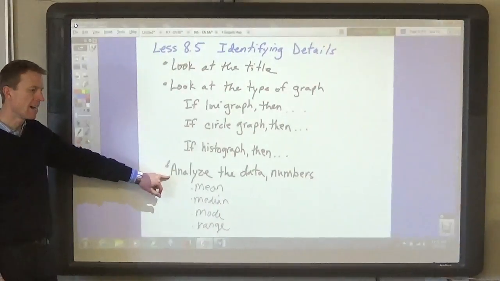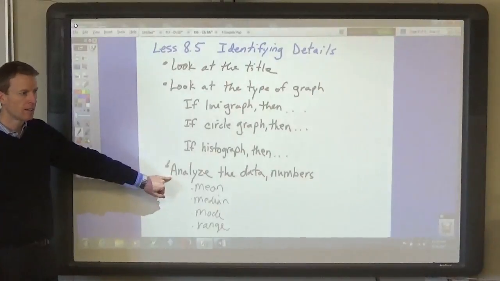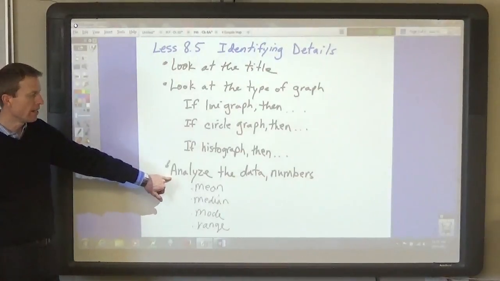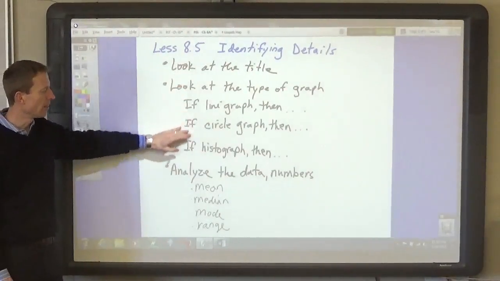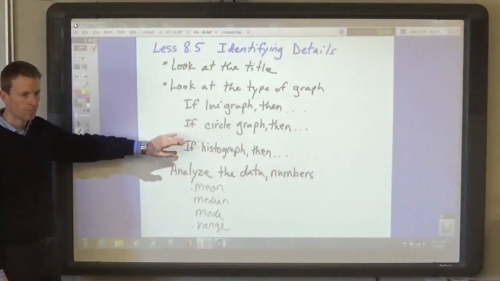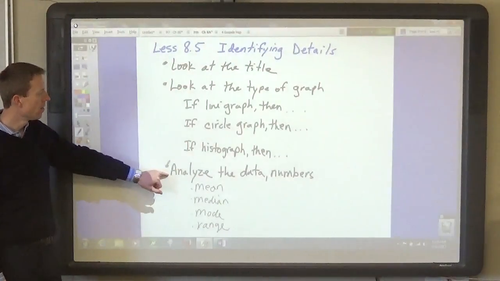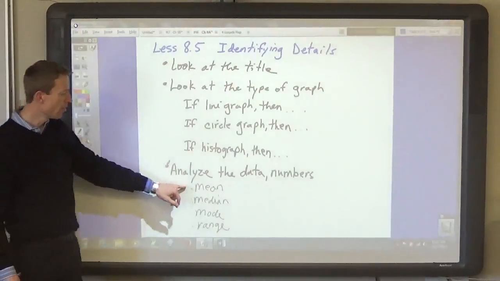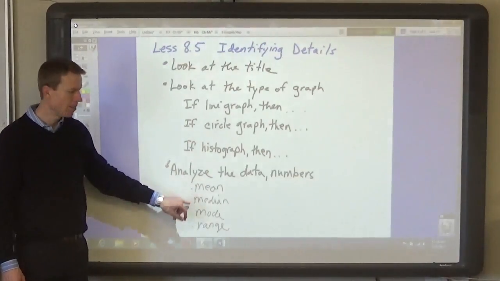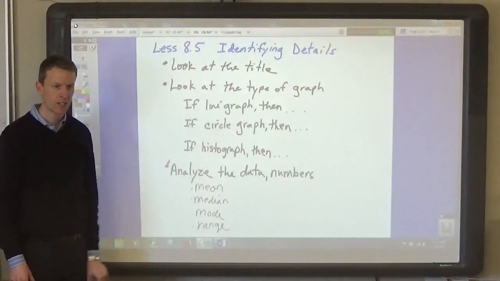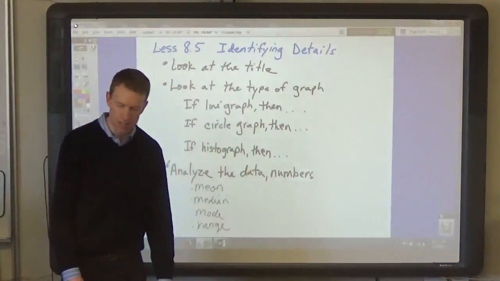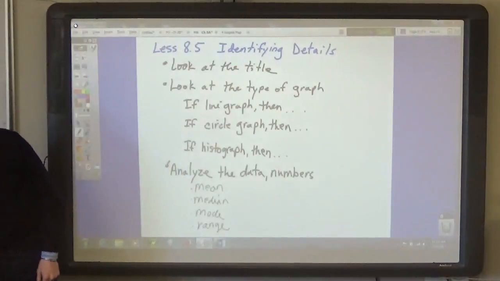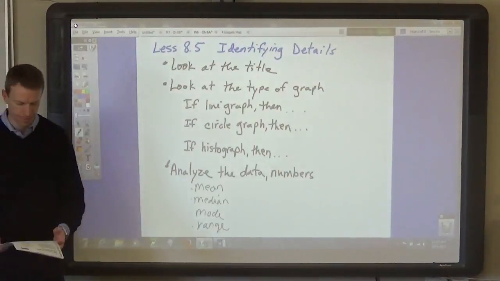You can analyze the data. The last thing, once you've figured out what the graph is by its title and by the type of graph, is to look at the numbers and analyze them. Now we've learned how to find the mean, the median, the mode, and the range, and you can use that to answer some questions. Let's look at the first one.